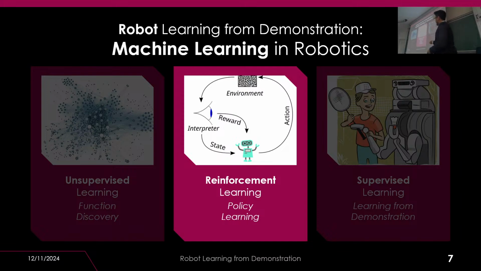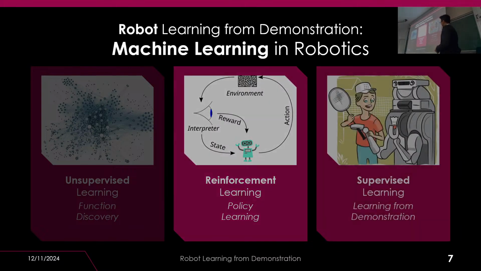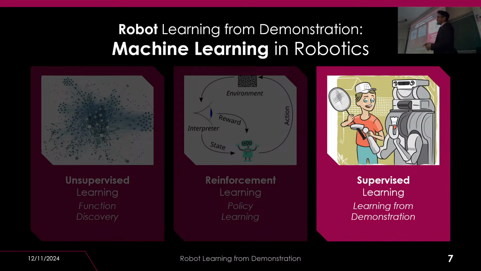In this case, we will be talking about policy learning. And finally, supervised learning, which is, in this context, learning from demonstration, a sub-paradigm within the supervised learning paradigm, which is all about teaching robots, in this case, how we do things so that they can generalize knowledge and eventually solve the problems by applying the solutions to new conditions.